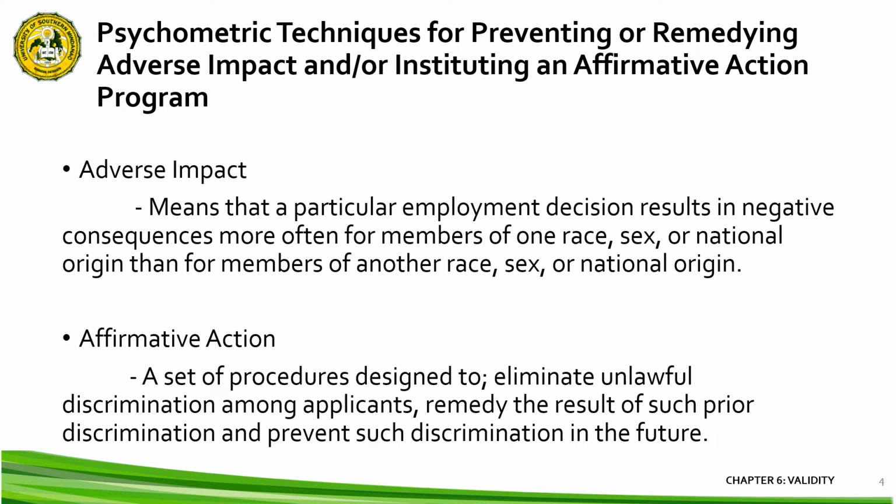Previously, we have encountered different perspectives about the adjustment of test scores by group membership. So my part is to introduce different psychometric techniques to account for test fairness, considering the protected classes. Before diving into the different techniques, let us first define adverse impact and affirmative action, which were already discussed in IO psychology.